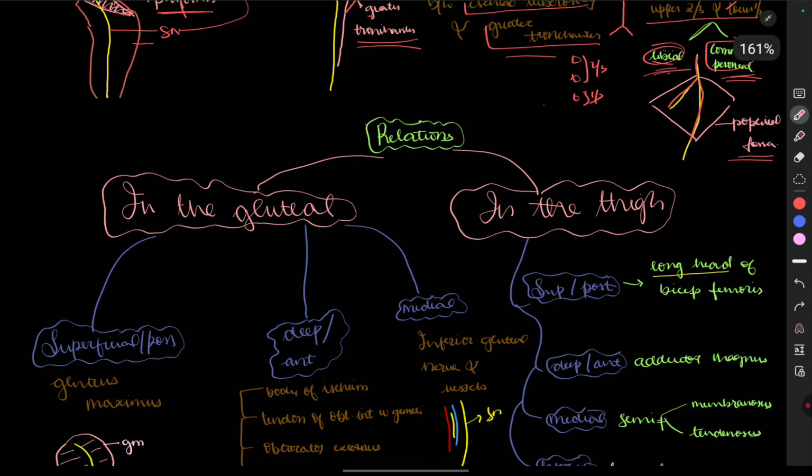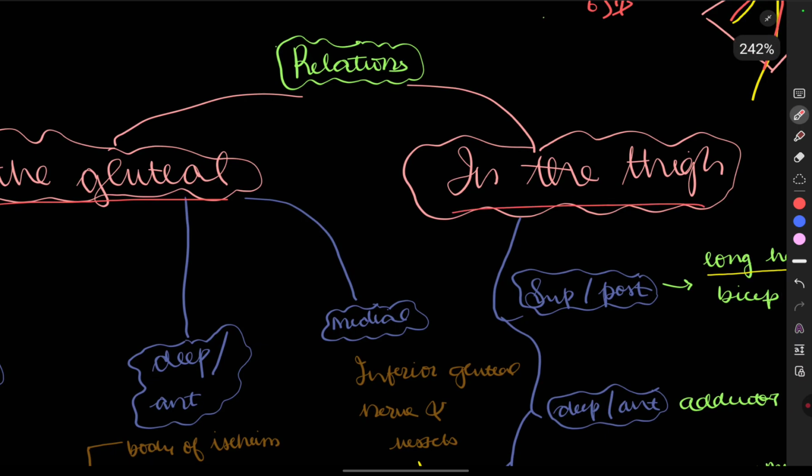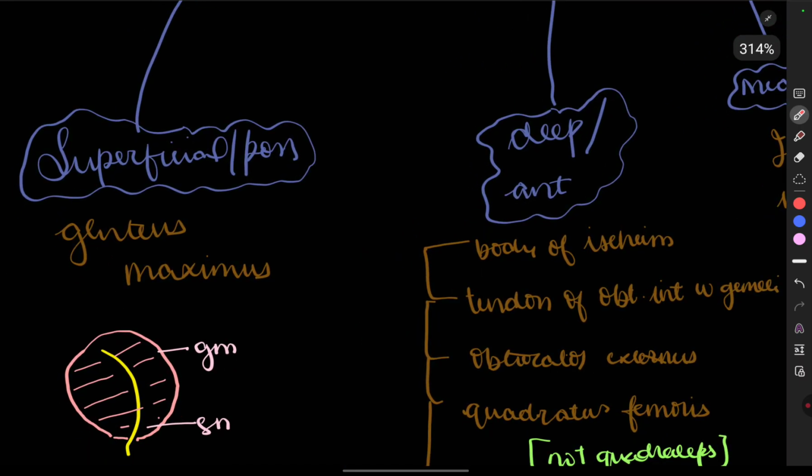Now we are going to see the relations. Okay, the relations are not in the pelvis, so we are going to study the relations mostly basically in the gluteal region and in the thigh region. Okay, so in the gluteal region, superficially or posterior, deep or anterior. Why superficially posterior, deep anterior? We have already studied this, okay, in the popliteal fossa chapter itself.